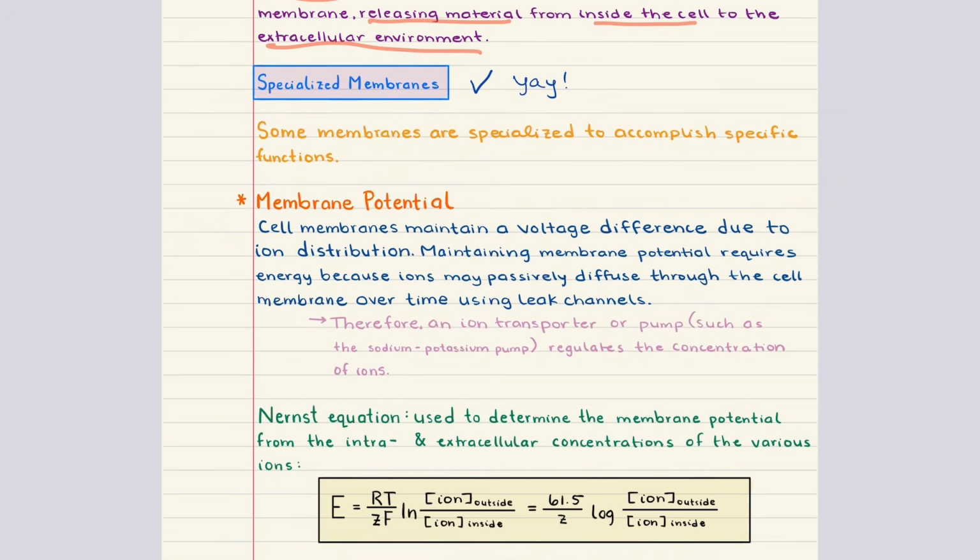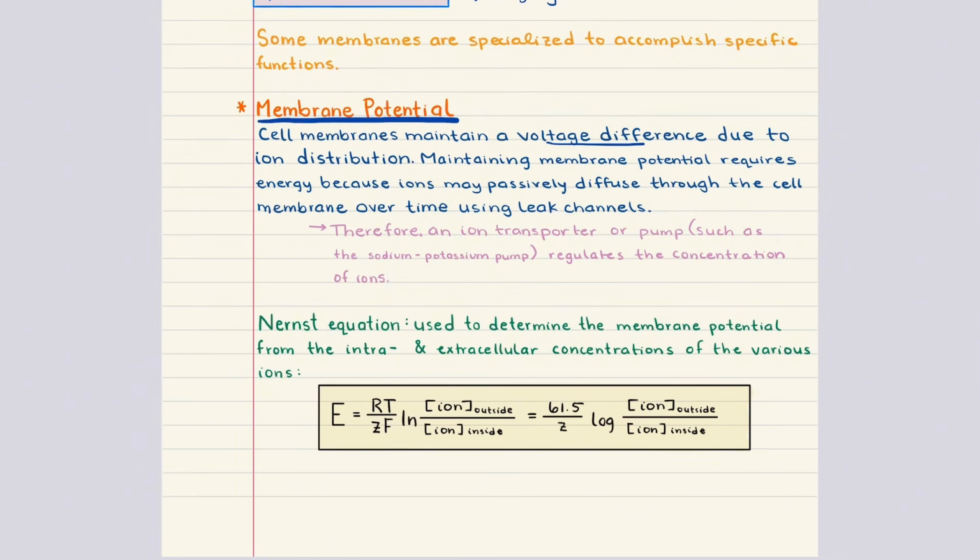Now, while all cell membranes share the same general structure, a phospholipid bilayer with embedded proteins, some membranes are adapted to carry out very specific functions. One important specialization that we need to talk about is the ability of a membrane to maintain a membrane potential. A membrane potential is the voltage difference across the membrane, and it's created by the uneven distribution of ions between the inside and the outside of the cell. This difference in charge, it's not just a byproduct, it's an essential feature of cell physiology.